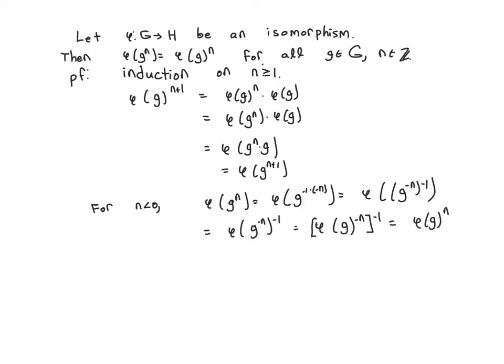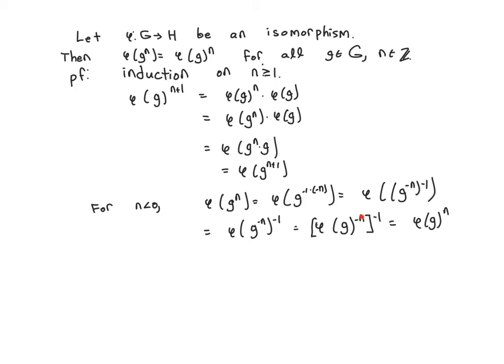Now how do you deal with negative powers? Well, you just replace n with its negative in a clever way. And so you have g to the negative n times negative 1. Well, phi preserves inverses. And we just saw phi preserves positive powers.